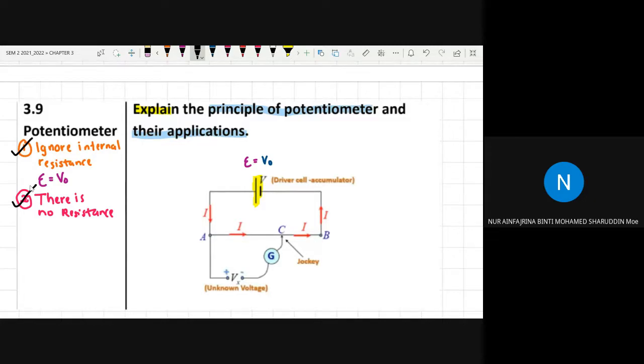So as Miss said, when we read the potentiometer, first thing first, we must remember to ignore the internal resistance and that there is no resistance. Here there will be the driver cell, the accumulator, like its power supply. Now you will have a wire. You will connect the wire in series. Do you see the wire from point A to point B? So from A to B is wire. All of this is wire.